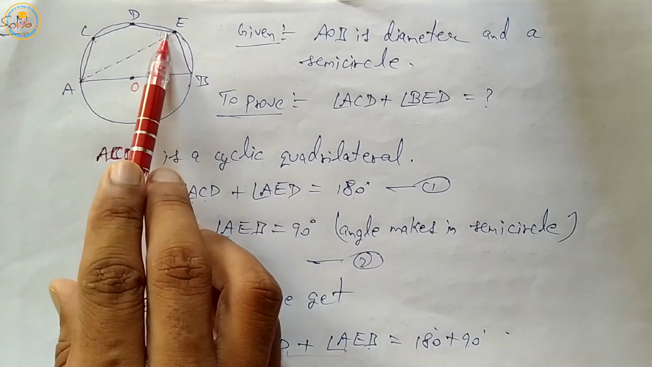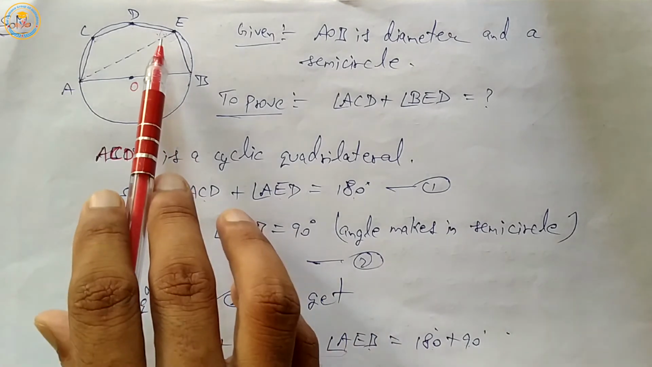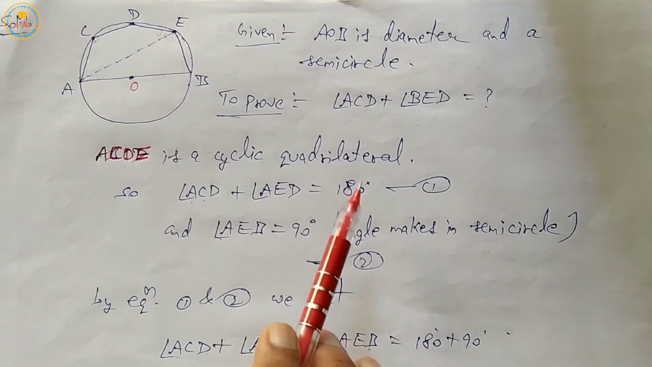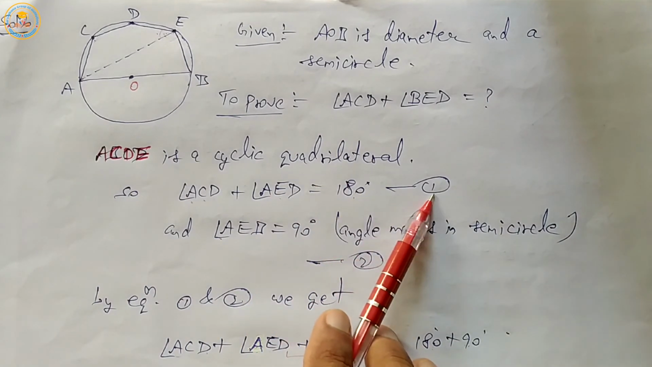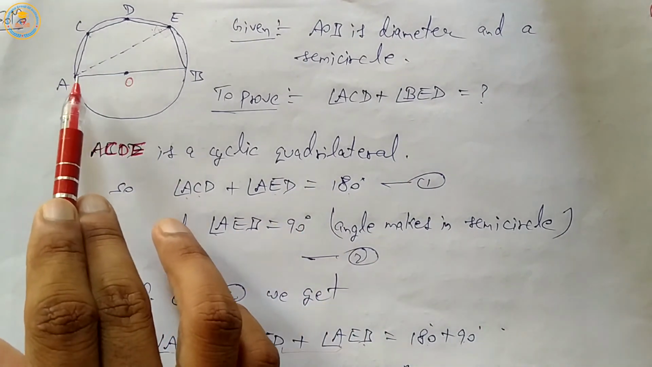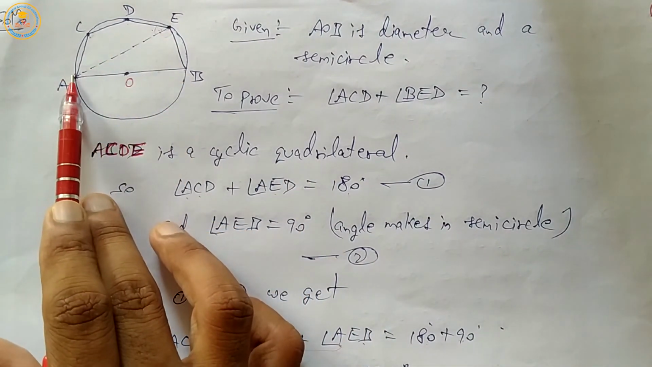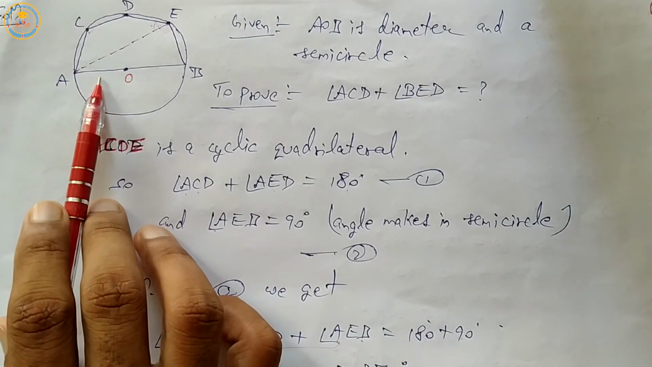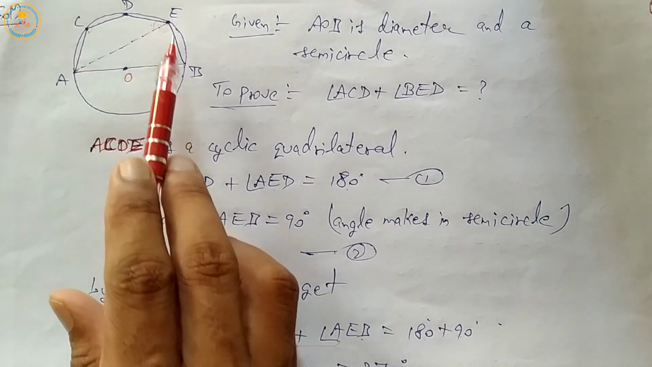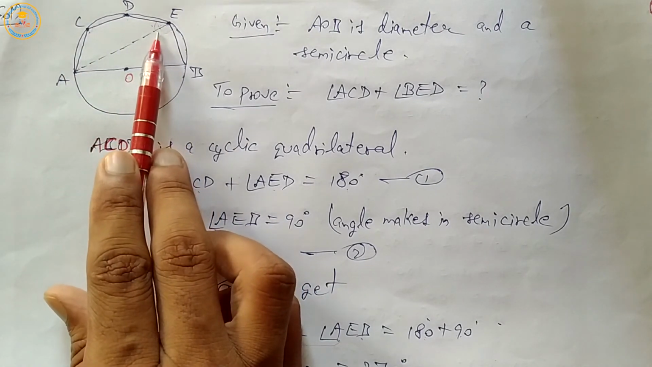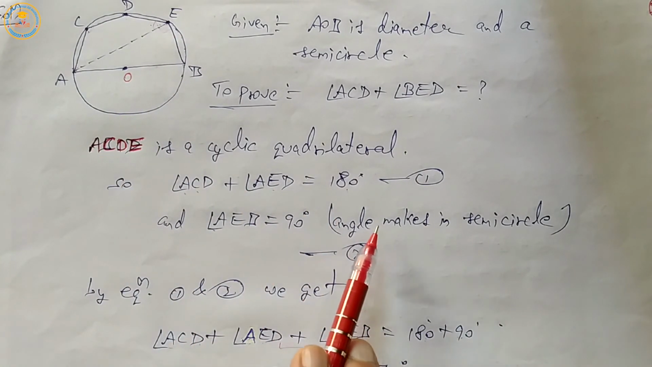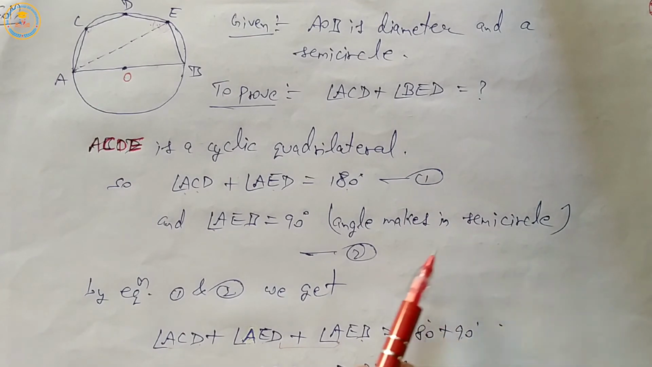Now angle C plus angle E. C means ACD and angle E means AED. So ACD plus AED equals 180 degrees. Equation first. Now again the semicircle condition: the angle in a semicircle is a right angle. Now angle AEB is 90 degrees. Therefore AEB equals 90 degrees, the angle made in a semicircle.